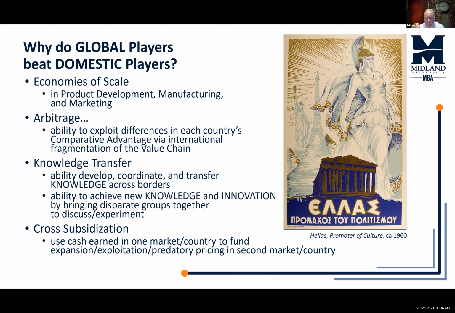And then finally, that cross subsidization. What does it do? It allows you to take the cash, the profits that you have made in one country, to use those to expand and exploit the market in the second country, and even allows for, we do have the word predatory pricing here in that second country, that allows you to basically sell the product or service for less than what it costs to produce that product or service.